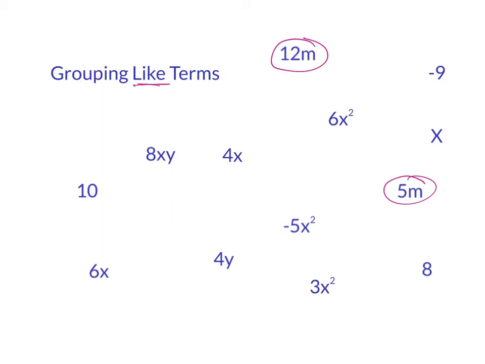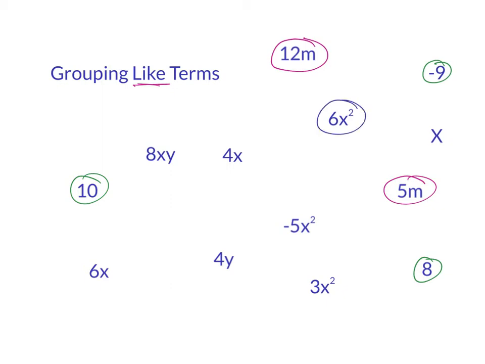-9 doesn't have a variable or an exponent. If it's just a number, just a constant, and that's one of the vocabulary terms I forgot to mention, a number by itself is just a constant. So -9 is going to go with 8, that also has no variables, and 10, that also has no variables.